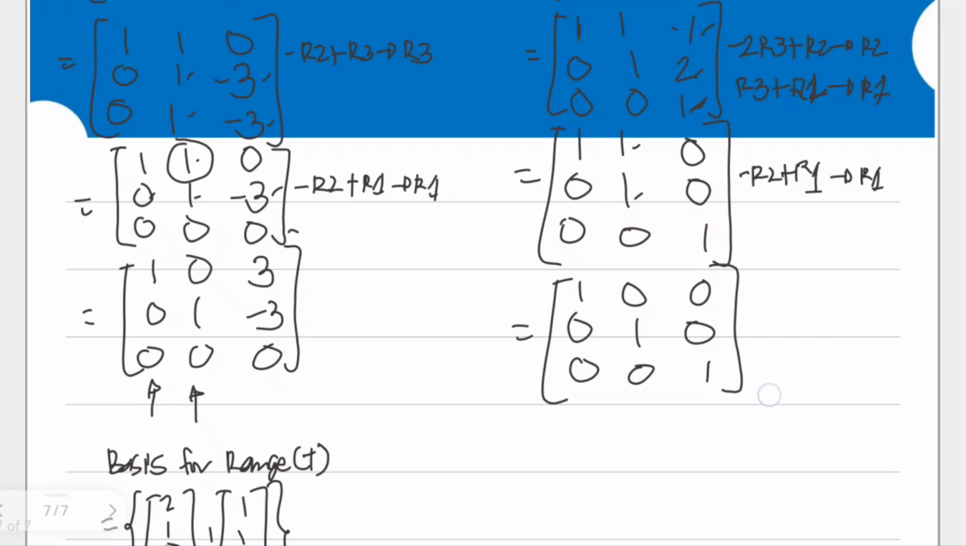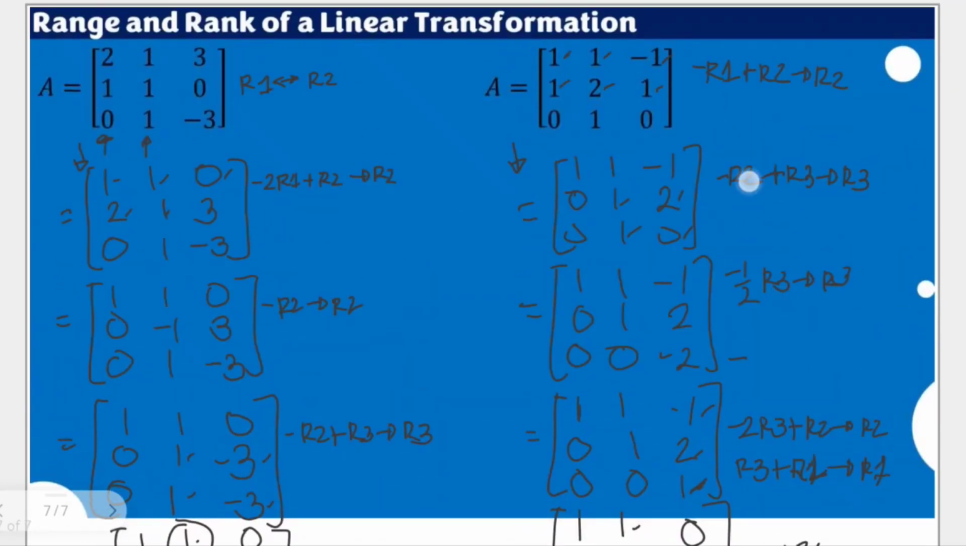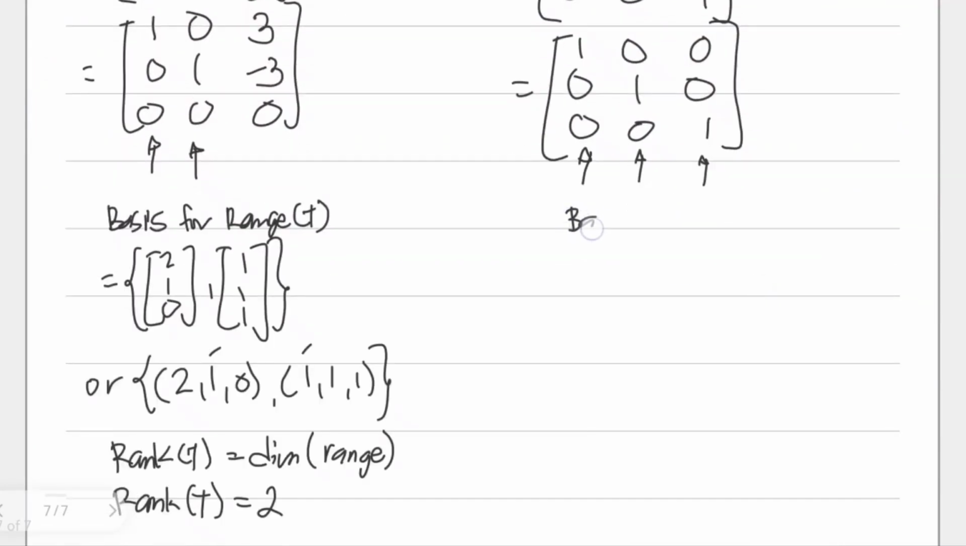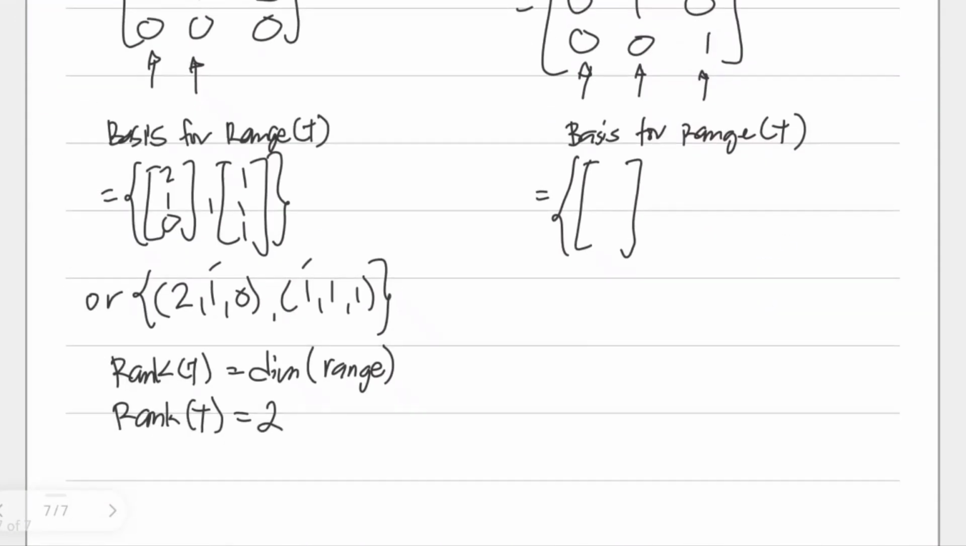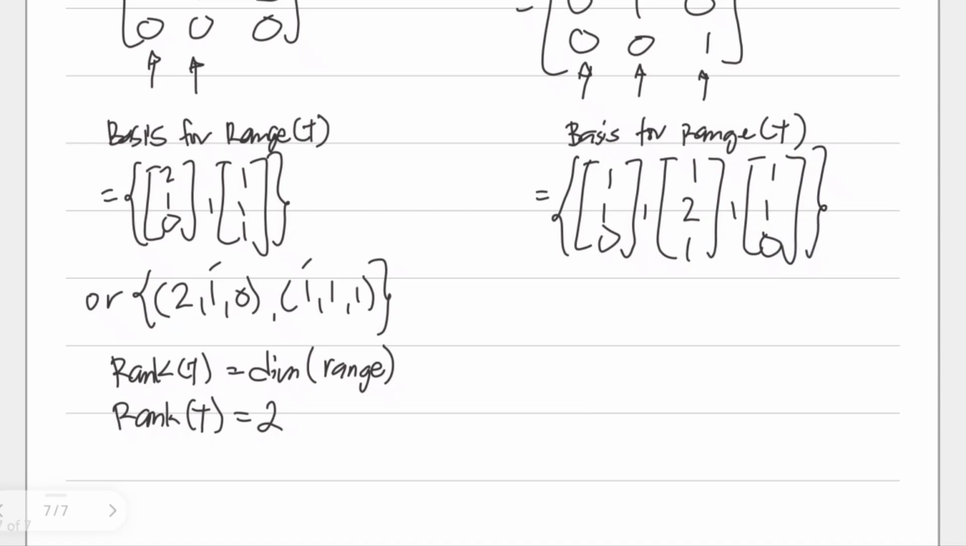And here we can see that all columns contain leading 1s. In short, all columns of our initial matrix are part of our column space, and they are part of the basis for the range of T. In short, the basis for the range of T is a set containing 3 columns. The first column is 1, 1, 0, then 1, 2, 1, and then negative 1, 1, and 0. Let me review.